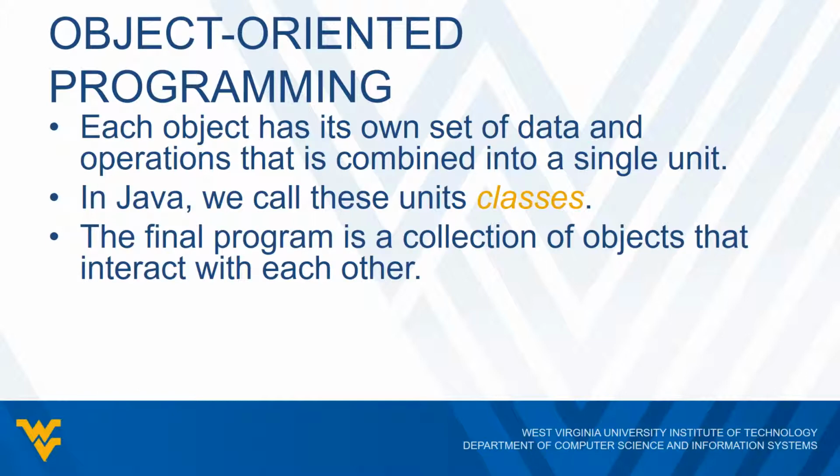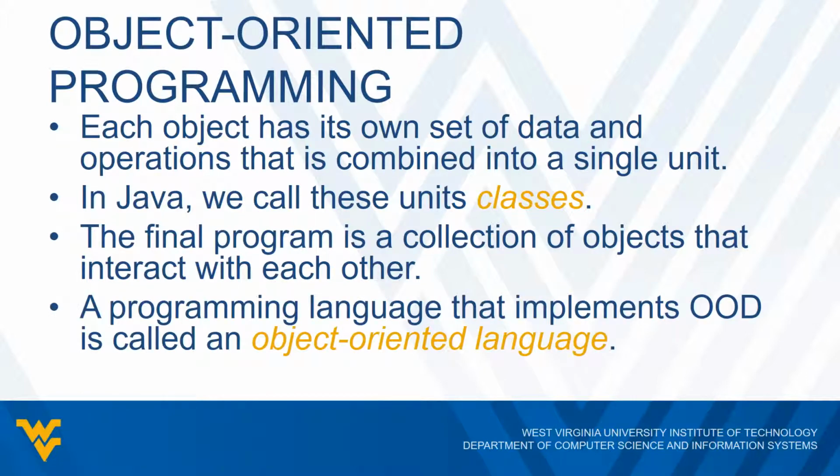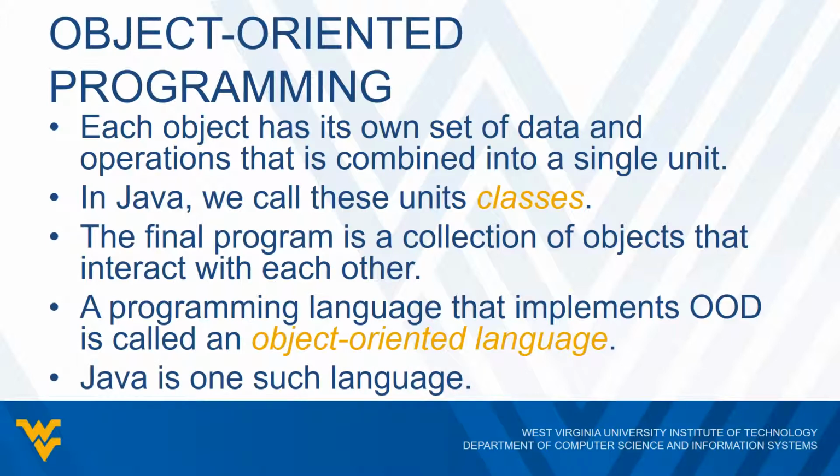What happens is we take all these objects together and put them into a final program. A Java program is simply going to be a collection of objects that interact with each other. Now, for some of the earlier programs you're going to be doing, you're only going to have a single class. But later on you're going to have multiple classes that interact with each other. A programming language that implements this object-oriented design, or OOD, is what we call an object-oriented language. And Java is one such language.